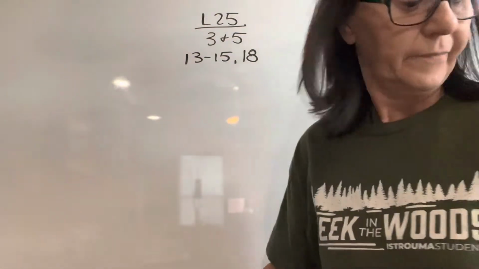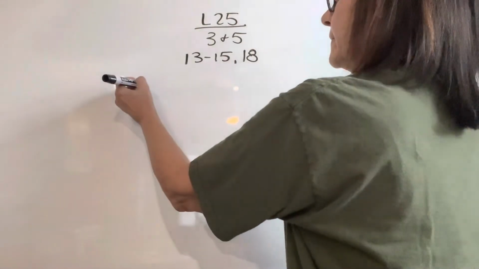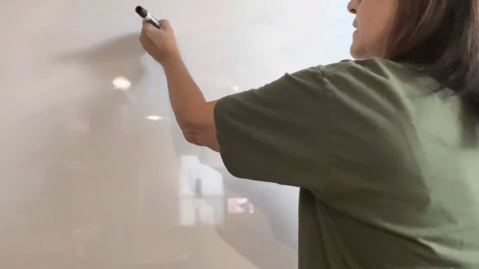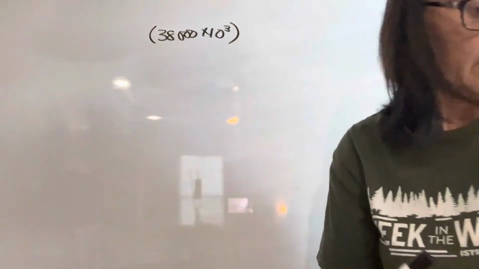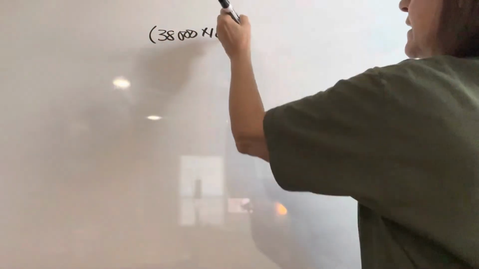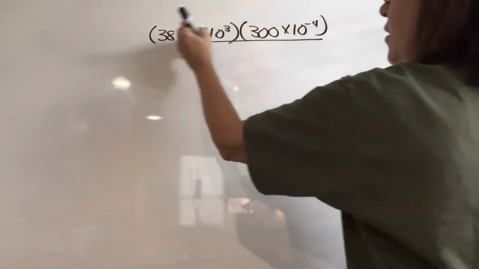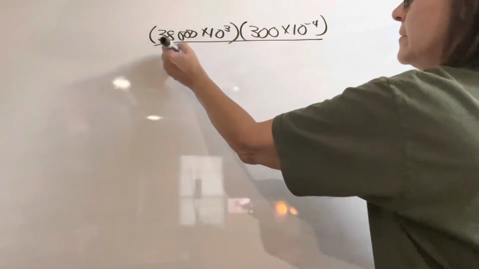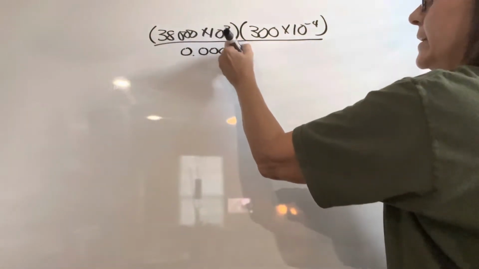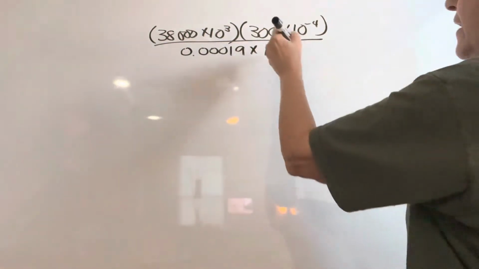scientific notation. This is number 18. 38,000 times 10 cubed. I'm going to erase this so I can go up a little higher. 38,000 times 10 cubed, 300 times 10 to the negative 4th, all over 0.00019, make sure I get my zeros right, times 10 to the negative 5.